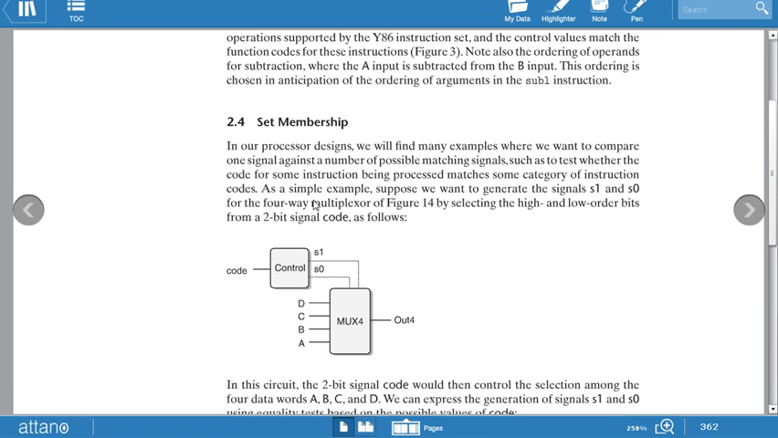As a simple example, suppose we want to generate the signals S1 and S0 for the four-way multiplexer. There are 4 inputs, that is A, B, C, D, and there is only one output. This is control, that is used for controlling. There are 2 signal lines, S0 and S1, for the four-way multiplexer of figure 14, by selecting the high and low order bits from a 2-bit signal code as follows. This is S0, this is S1, this is multiplexer.